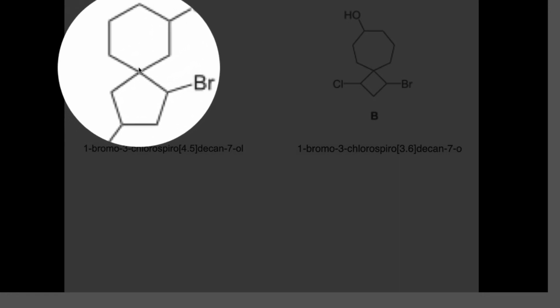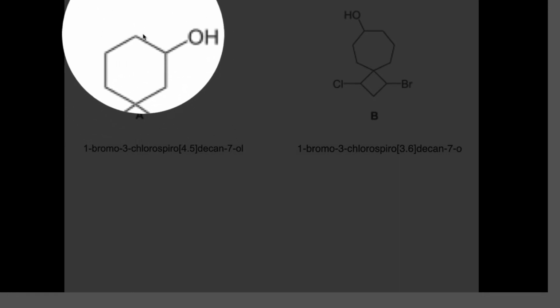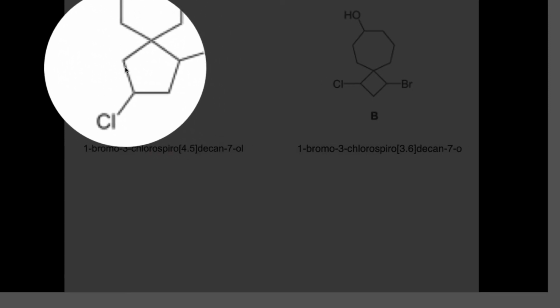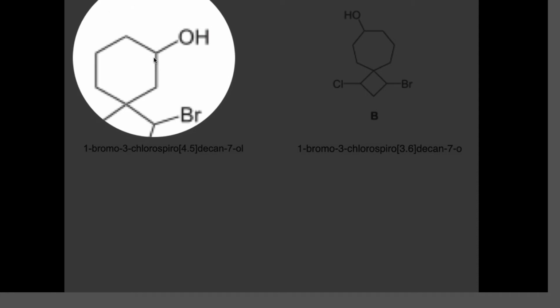So again, 1, 2, 3, 4, 5, 6, 7. So that's why the alcohol is in the number 7 position. That's going to be a decan-7-ol, or a 7-decanol, right? And so once we have everything numbered and laid out, we say we have the 1-bromo, we have the 3-chloro, we have the fact that this is a spiro compound.